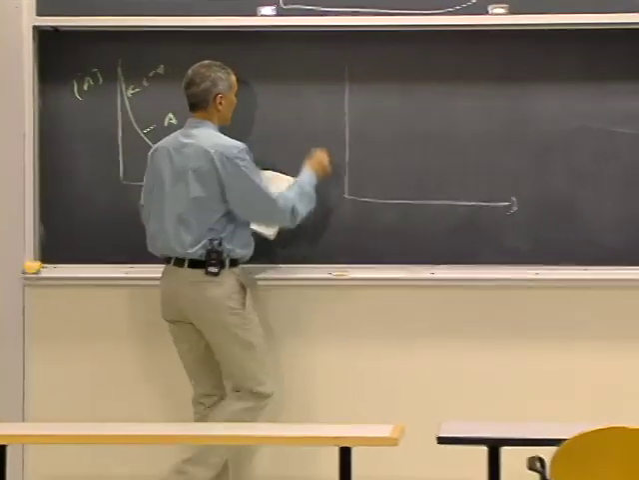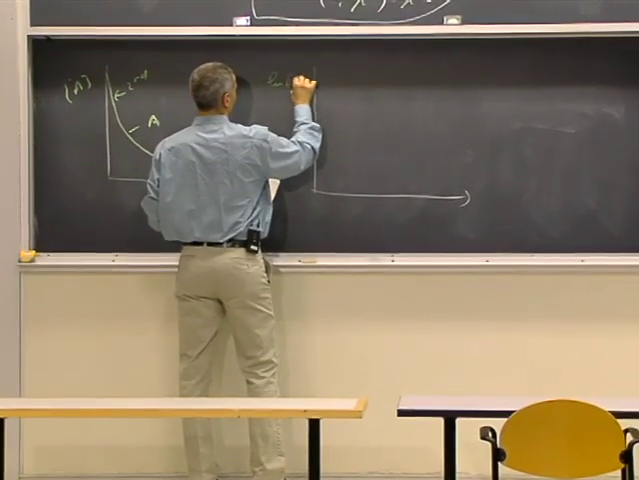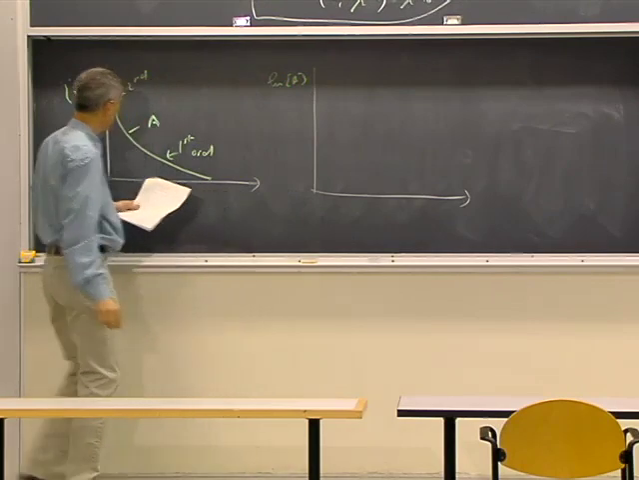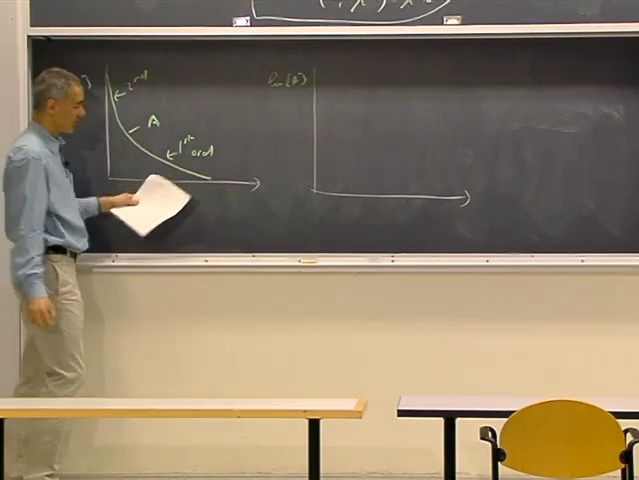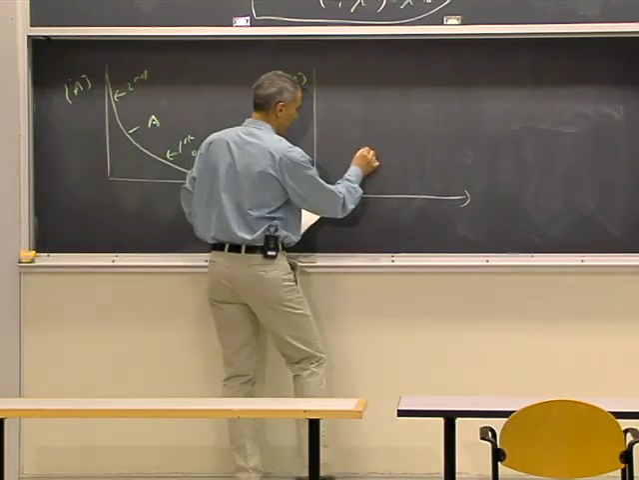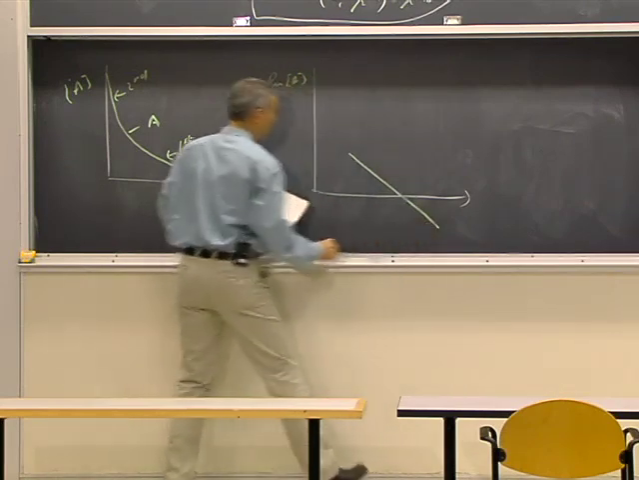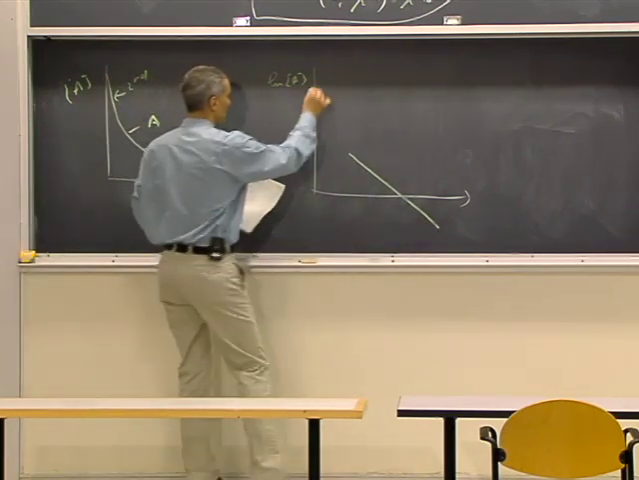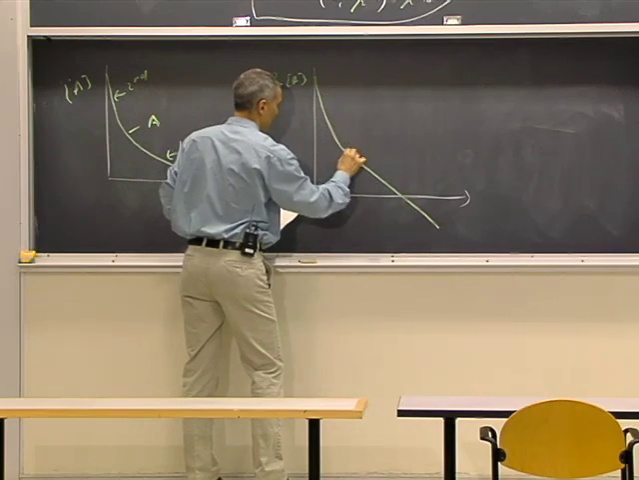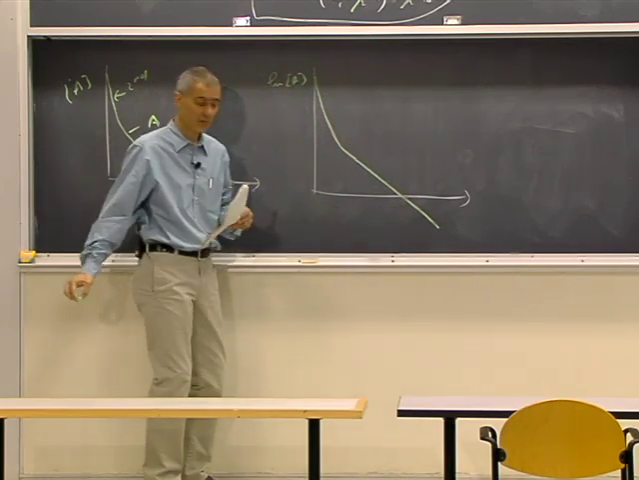If you were to plot the log of the concentration of A, at long times, you'd expect it to be first order, so something linear. But at early times, you'd expect it to be second order. So you'd expect to see something that's nonlinear, then switching to something linear.